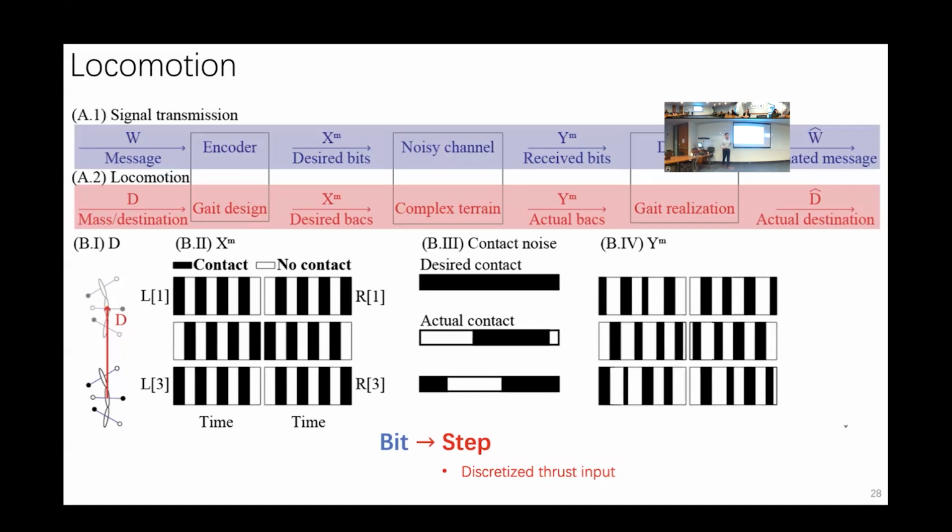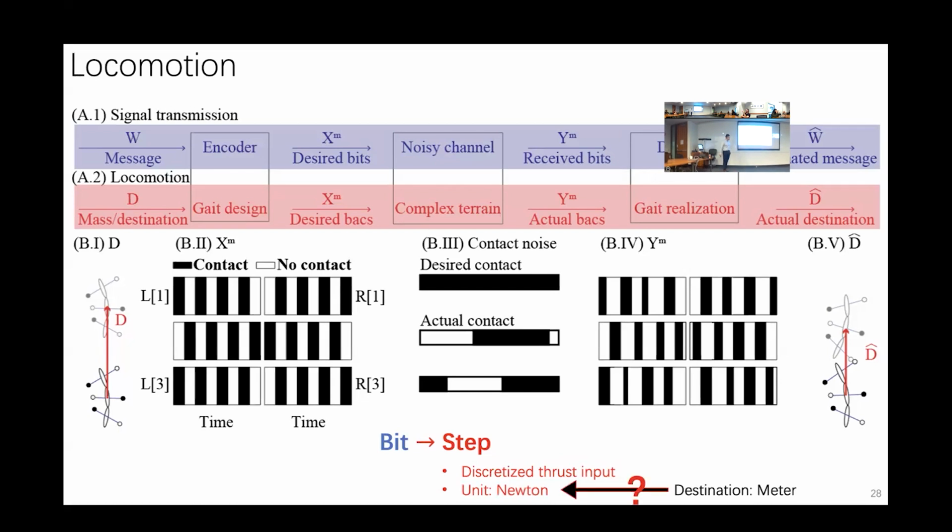So our end goal is to argue that the actual destination, D dash, should be arbitrarily close to D, our original destination. To make this argument, there are many questions that need to be answered. For example, the steps' forces have a unit of Newton, while the destination has a unit of length, meters. But how can we encode the destination into the stepping patterns? What is our Morse code here?